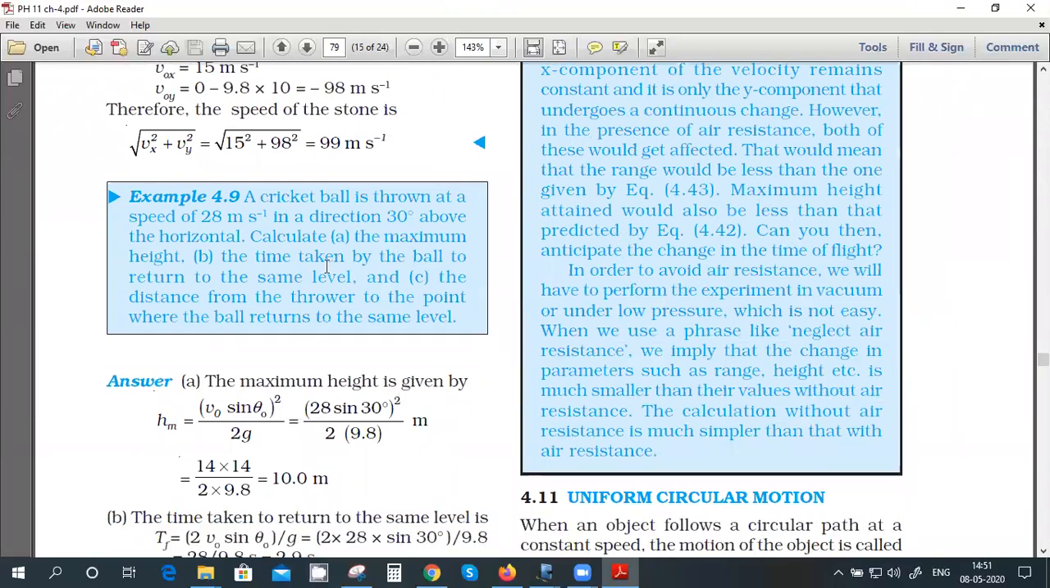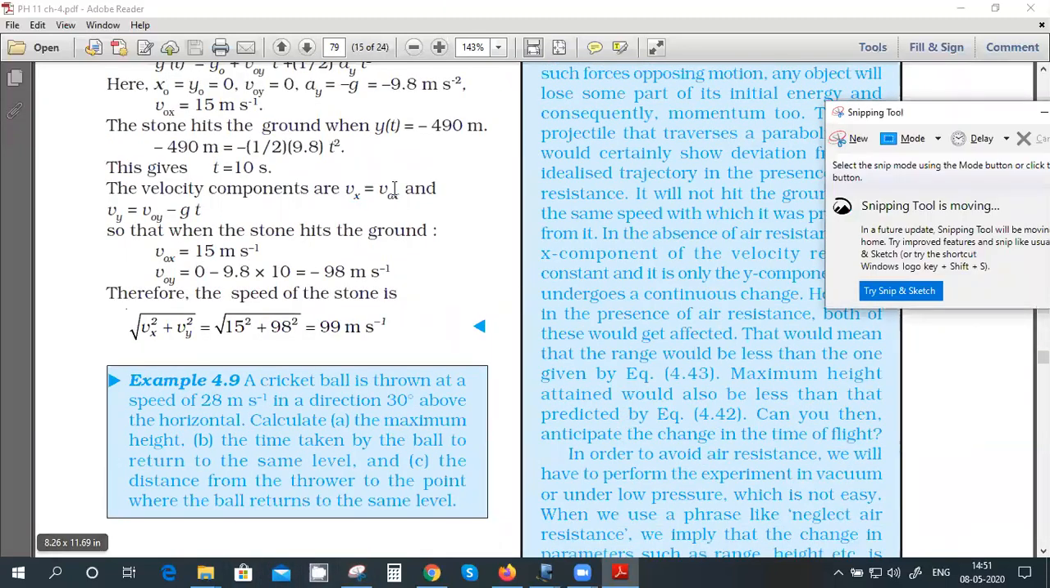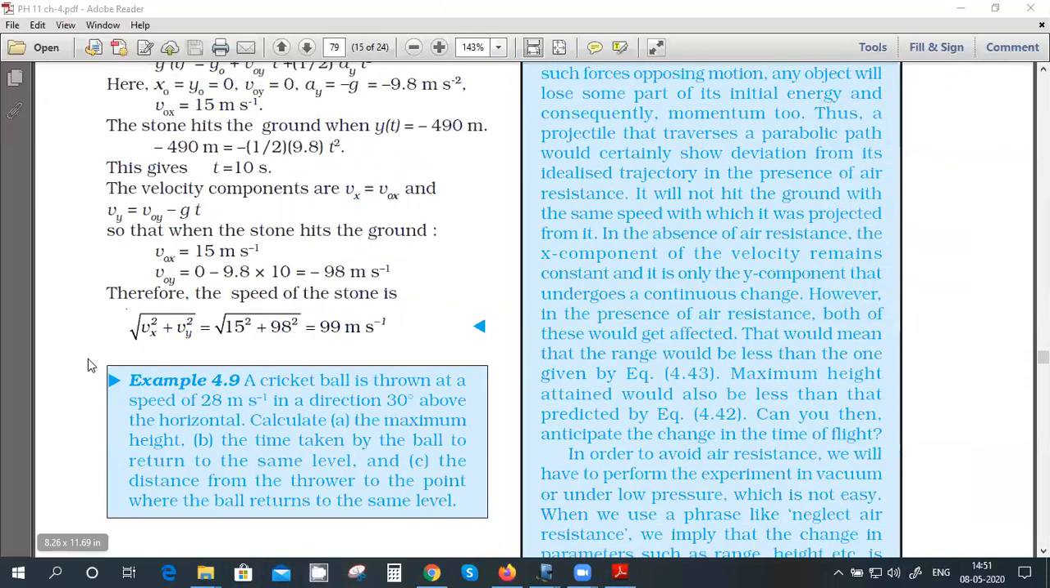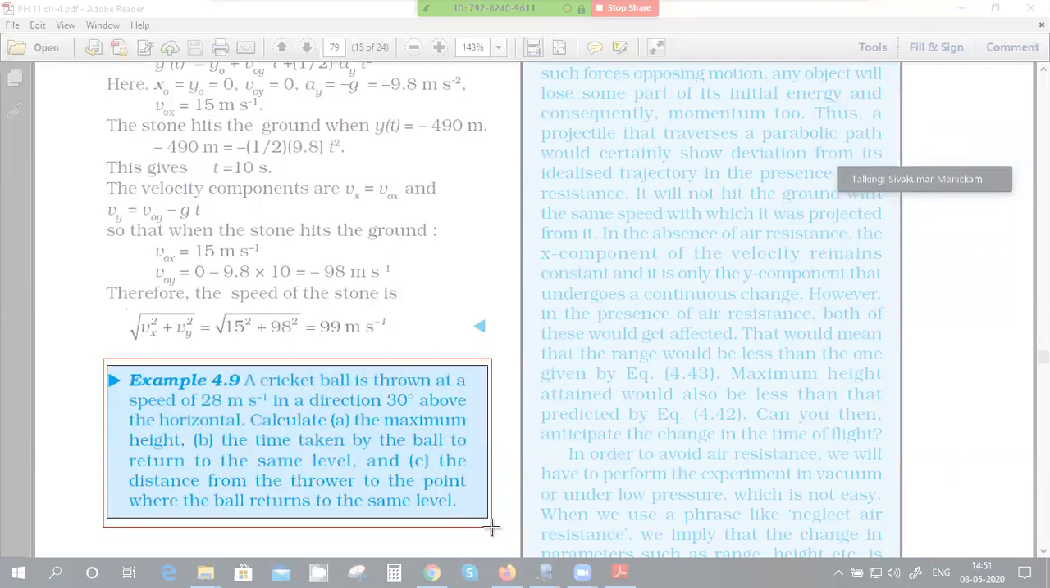Okay, let's try this simple problem. Example: you have pen and paper. Let's try this out.